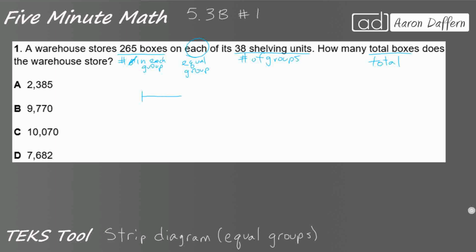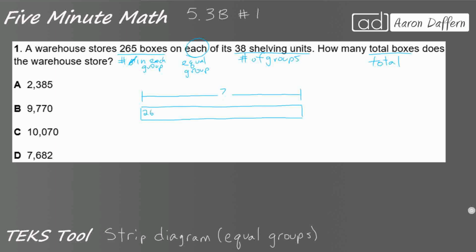We're going to draw a bar here. We're just going to break it apart with a question mark in the middle. You can have an entire bar go across the top or the bottom. There's a lot of different ways to represent it. And then we want to draw equal groups. Now, if this were a much smaller number, we would literally draw 38 groups, and inside each group we would draw 265, 265, 265. Because that's what we have here.